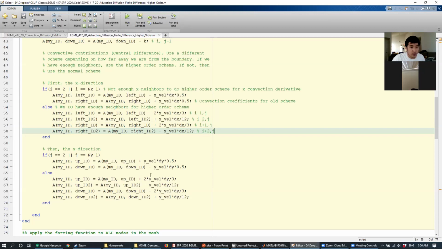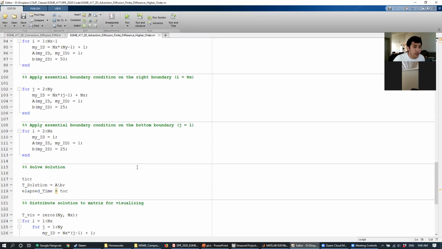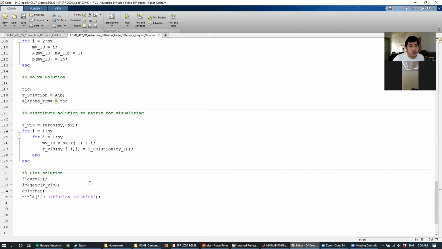Right. And then we can do the same thing for the y derivative. This follows the same trend. We check to see if we have enough vertical neighbors, and if so, then we can do our higher order scheme. If not, then we have to use our older scheme here. And then the rest of the code follows the same recipe as we always did. We apply boundary conditions, we solve the system, and then we can plot it.